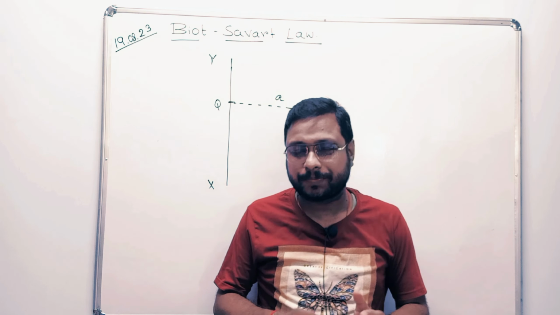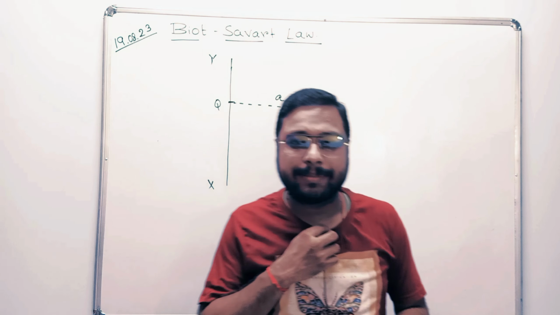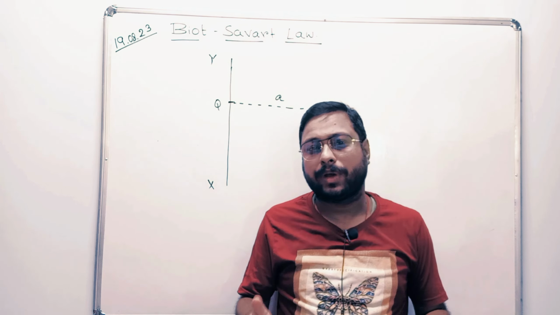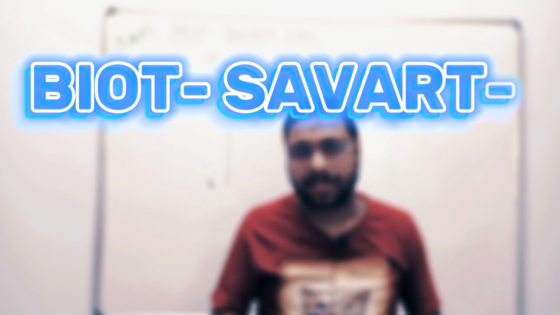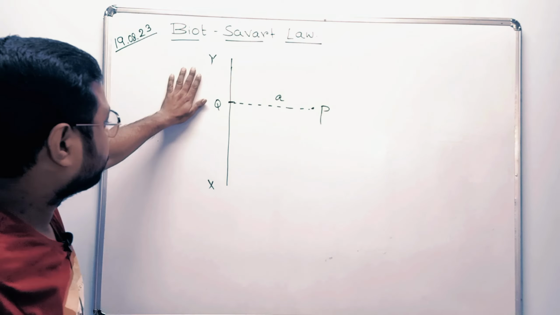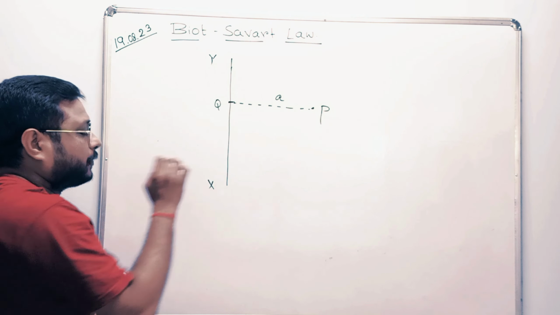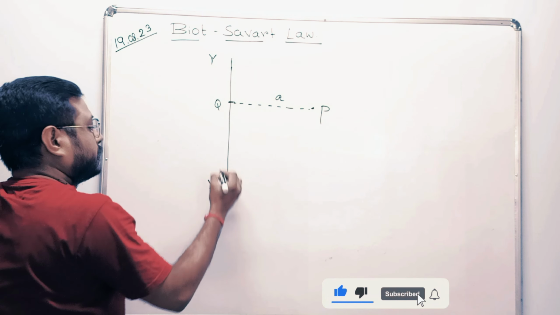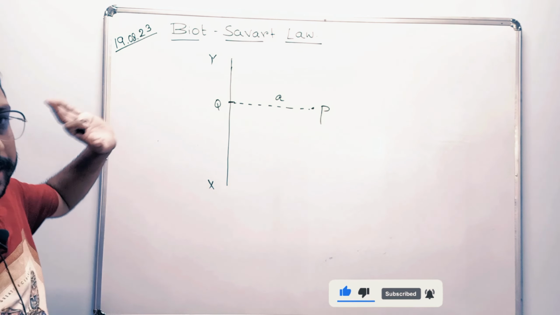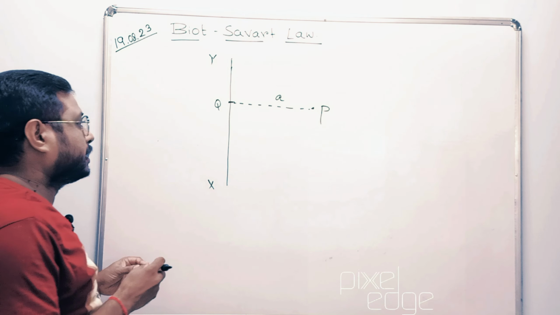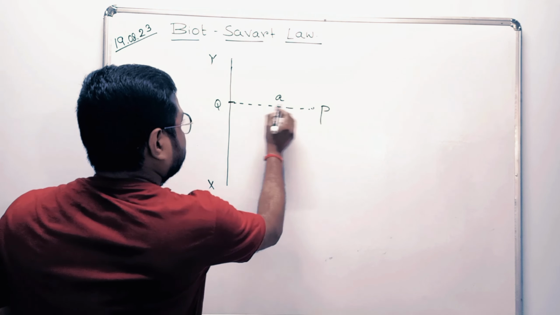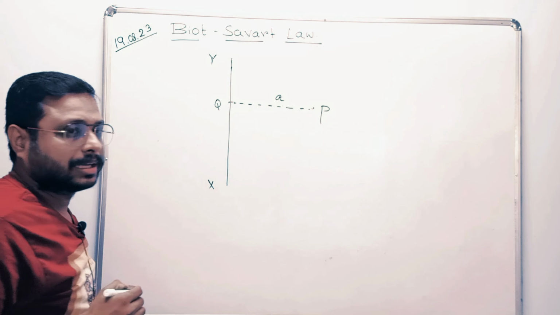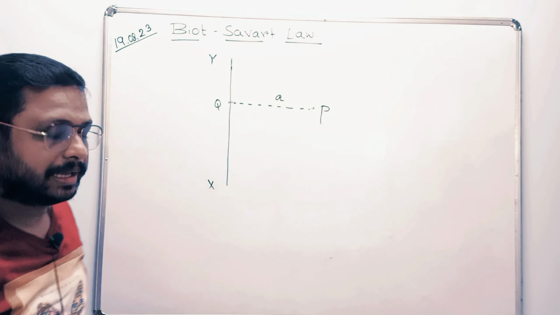Okay, so today we shall learn how to find the magnetic field due to an infinite wire or finite wire. Let us draw a wire XY of length L, or any length, and we have to calculate the magnetic field at a point P, which is at a perpendicular distance from the point Q, and the distance from Q to P is A.